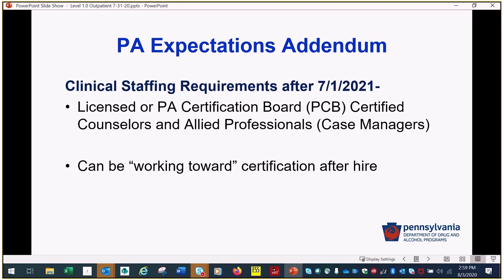New hires after July 1st, 2021 must meet the minimum education and training requirements outlined in the regulation at the time of hire, and then be expected to be working toward meeting the licensure or certification requirements after hire. They will have 1 year beyond meeting PCB requirements to obtain certification. Therefore, depending on the type of certification, level of education, and experience, this expectation should be met between 1 and 4 years after hire.